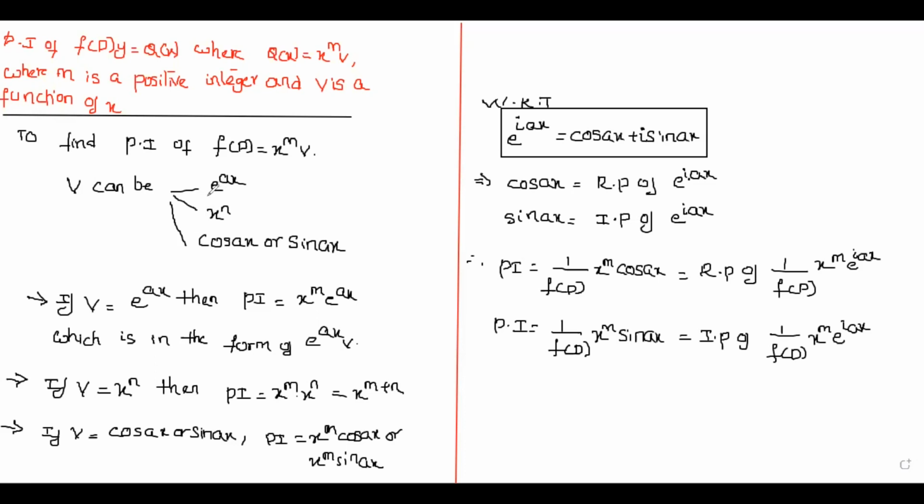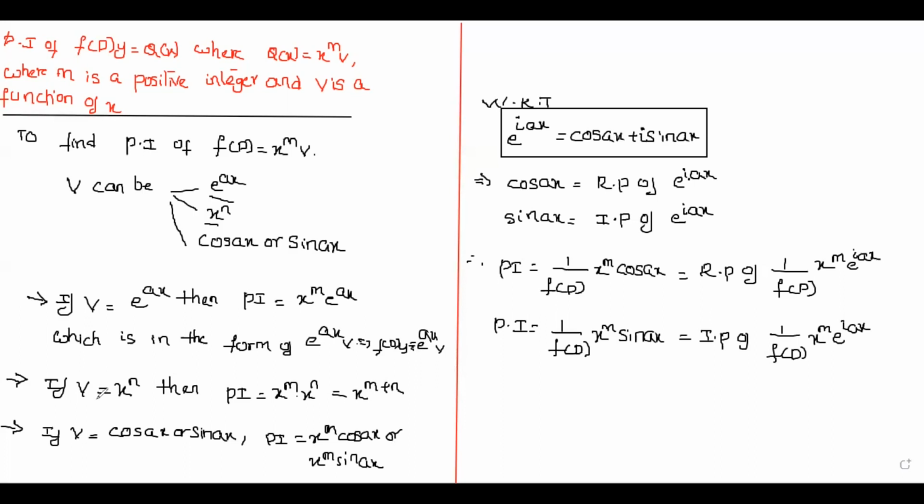One is e power ax, x power m, and cos ax or sin ax. If v is equal to e power ax, then we have to find the particular integral for x power m into e power ax, which is in the form of e power ax into v. Means the differential equation takes the form f of D into y is equal to e power ax into v, which can be solved by the methods we have discussed previously.